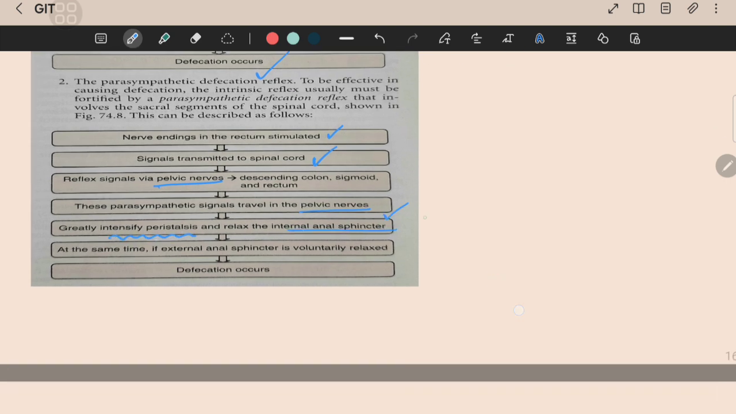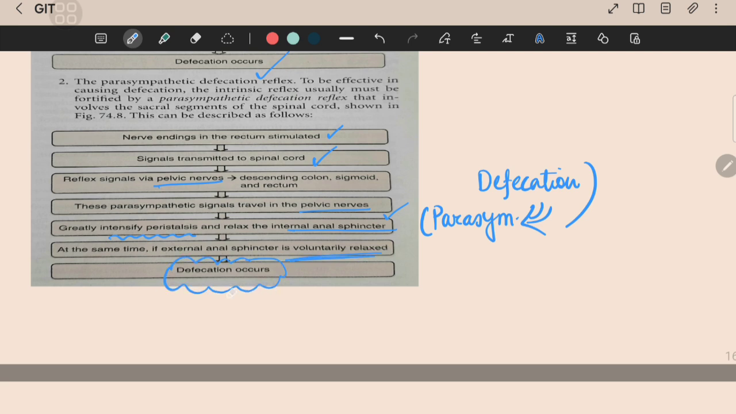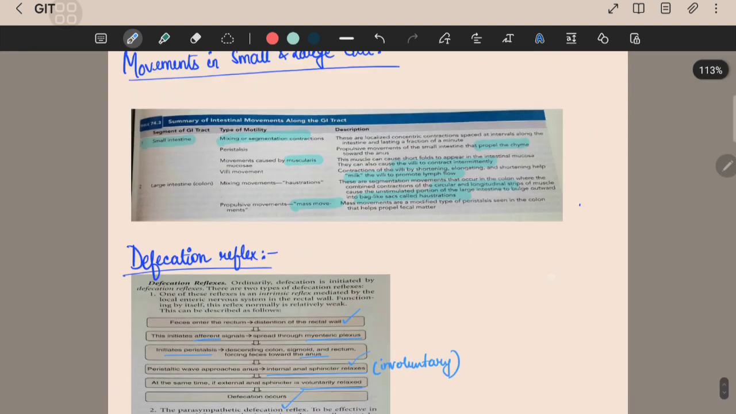internal anal sphincter. That will be completely under parasympathetic control, remember this. Defecation is basically parasympathetic. And ultimately, if there is voluntary relaxation of the external anal sphincter, defecation will occur. So remember these things, these are important. This reflex can be asked in your exam. So the defecation reflex, you should know.